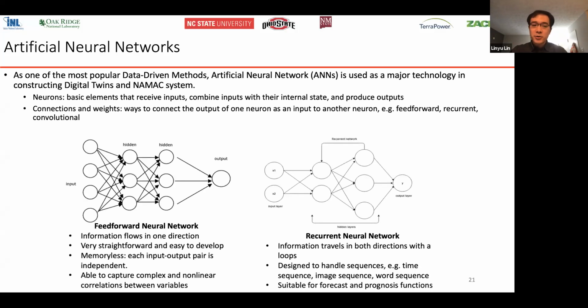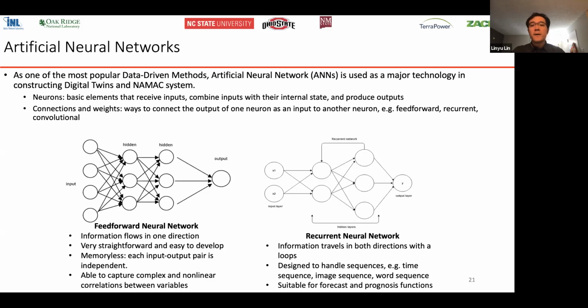In the WAMAC project, we're exploring two different connections. The first one is the feed-forward neural network. Feed-forward, as the name suggests, means information flows only in one direction. Because of the straightforward structure, it is usually the most feasible neural network to develop. However, this neural network is usually memoryless. That means each input and output pair is assumed to be independent. But the feed-forward network is known to be capable of capturing complex and nonlinear correlations between the inputs and outputs.